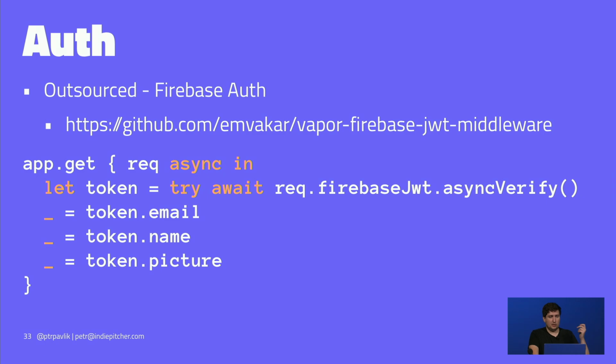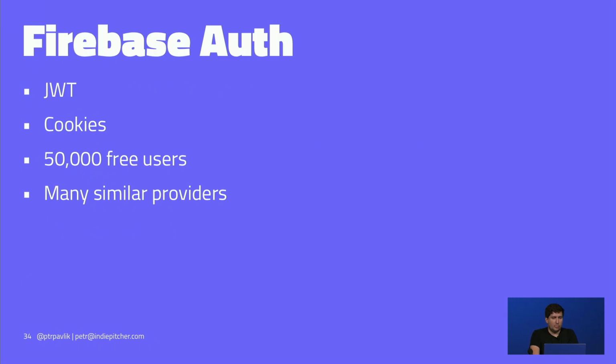Authentication, yep, there's a package actually written by someone else. And when you fire up a request that includes a valid JWT token for Firebase auth, you can easily decode it like this. You verify it, and then you can pull the user's email or name, or even their picture, their avatar URL. If they're signed in using something like Google Sign-in, you can get their profile picture. Yeah, Firebase auth, I can recommend it.